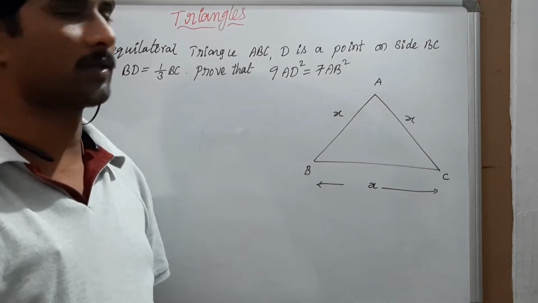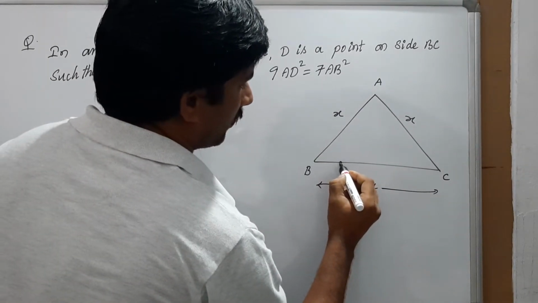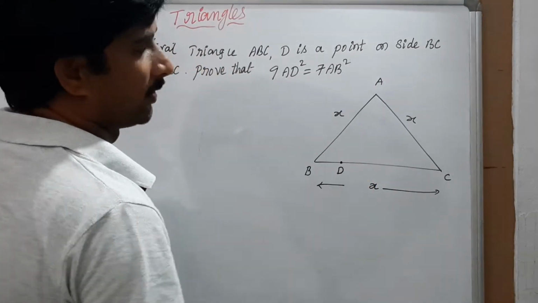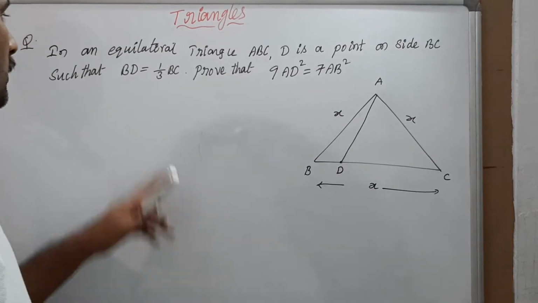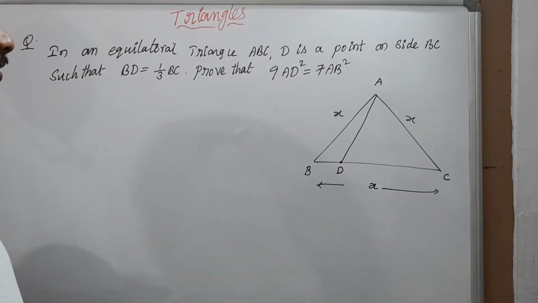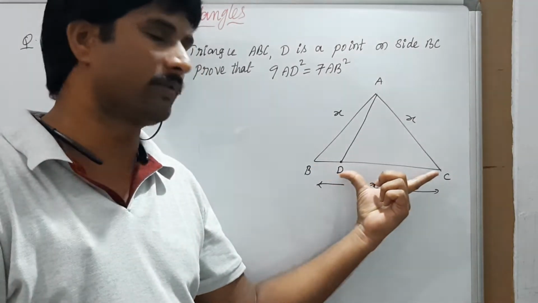D is a point on side BC. So I'm taking a point D on BC and join AD such that BD equal to 1/3 of BC. This BD length is equal to 1/3 times the side BC.